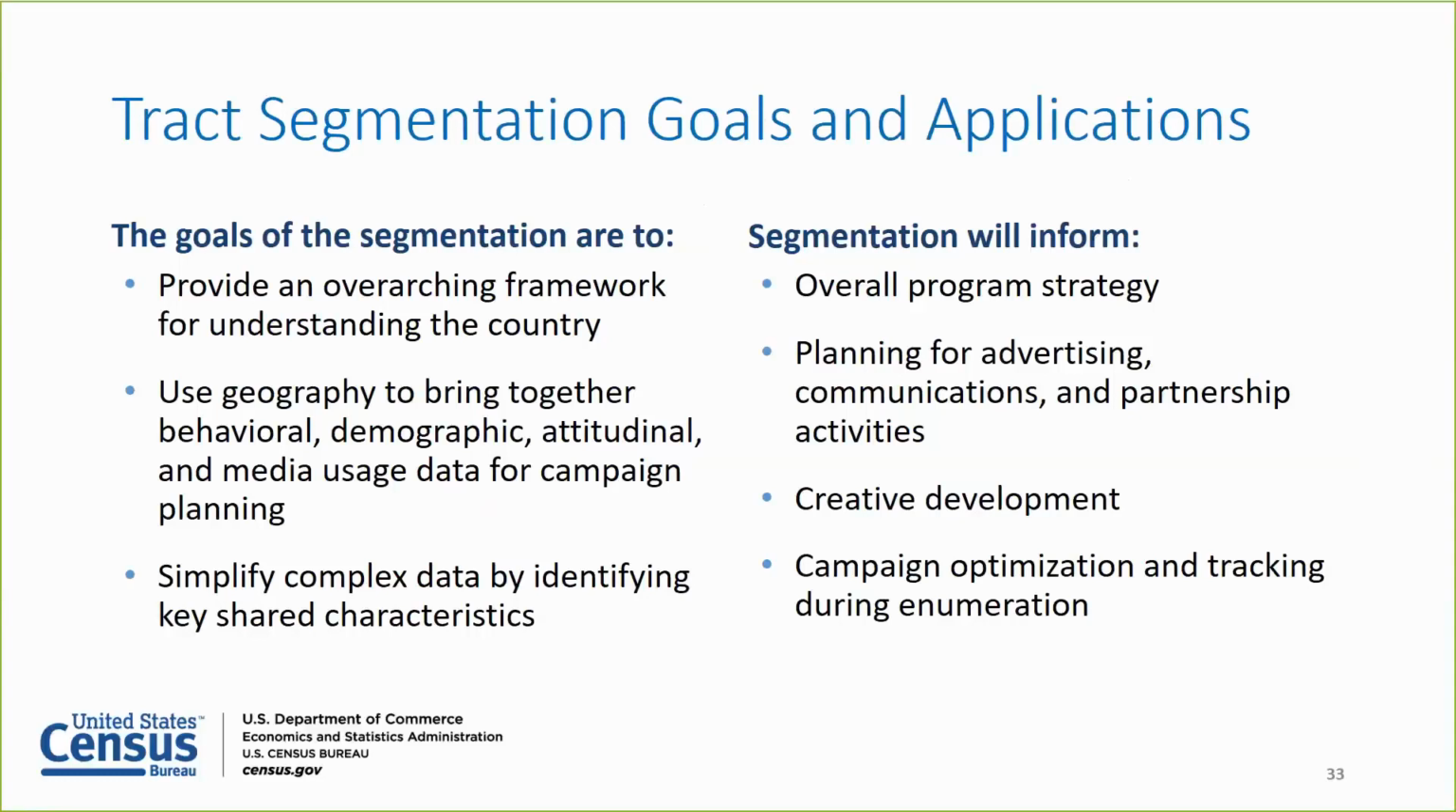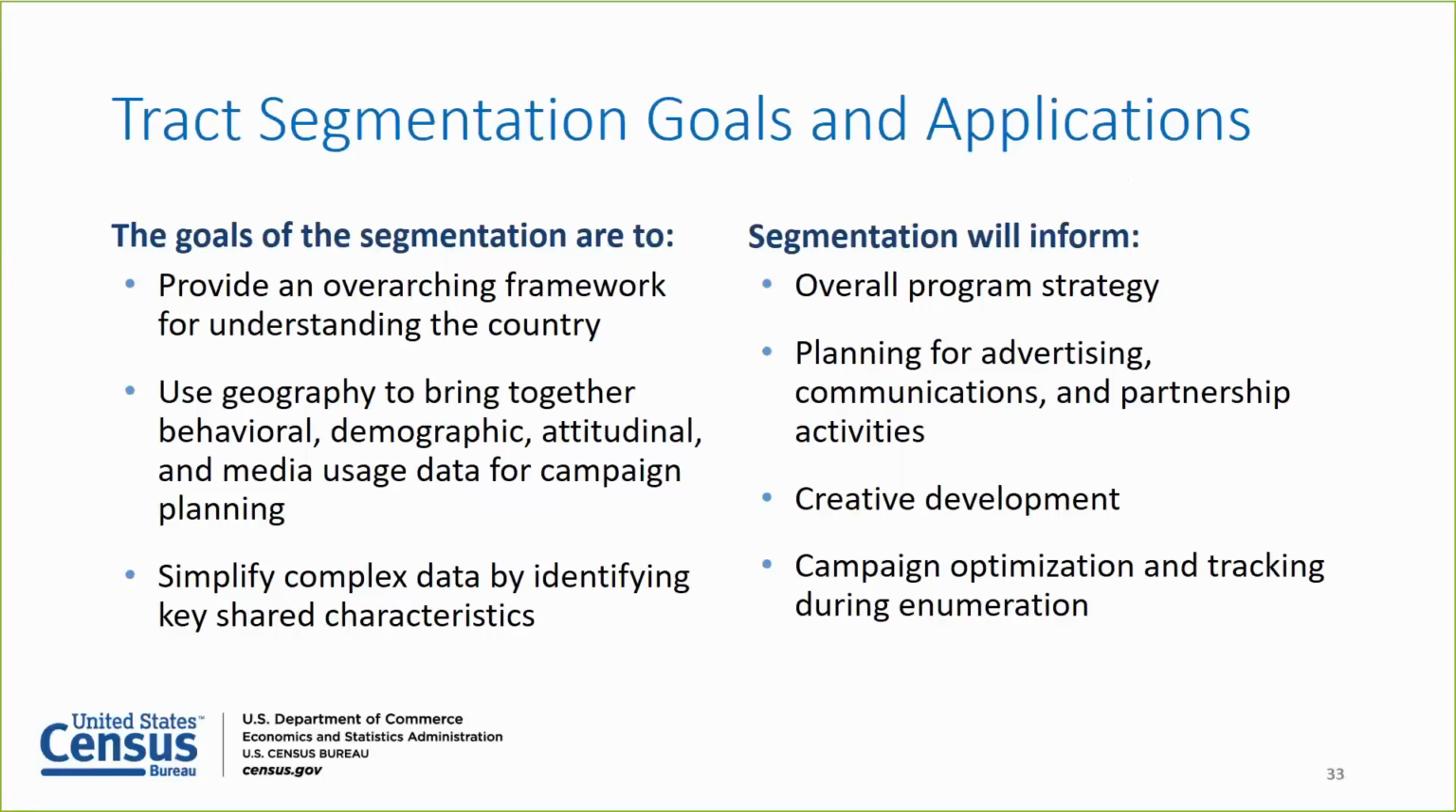What we do with these segments is we use geography to bring together behavioral, demographic, attitudinal, and media usage data for campaign planning. If we're going to do an advertising campaign, what's the best way to reach this tract? Is it through online ads on Facebook, etc.? Is it through newspaper or radio ads? This is important information for the partnership campaign to have, and the segmentation data is bringing it to them. So we're simplifying a lot of complex data and information about the tracts by identifying the key shared characteristics in the tract.